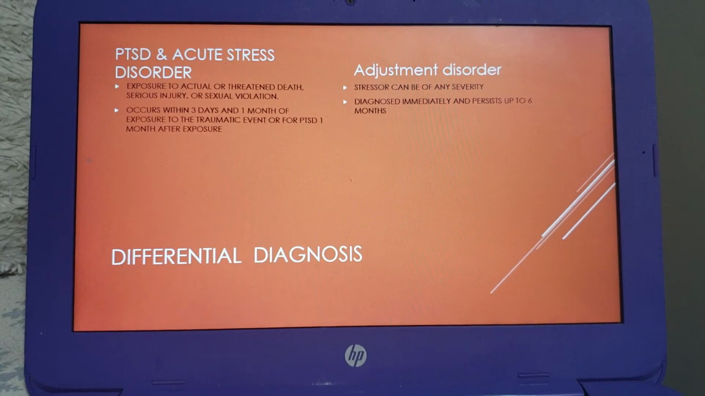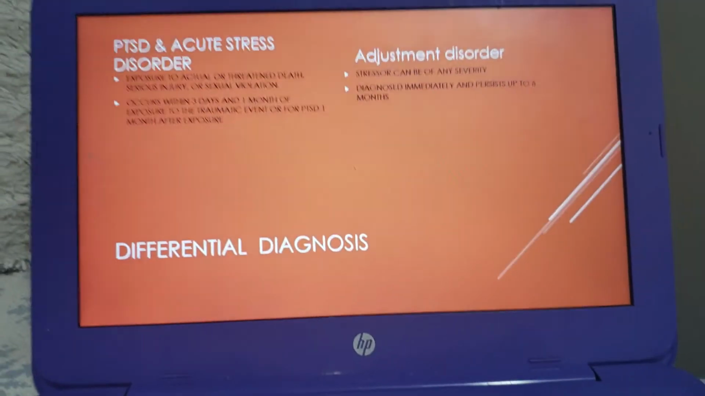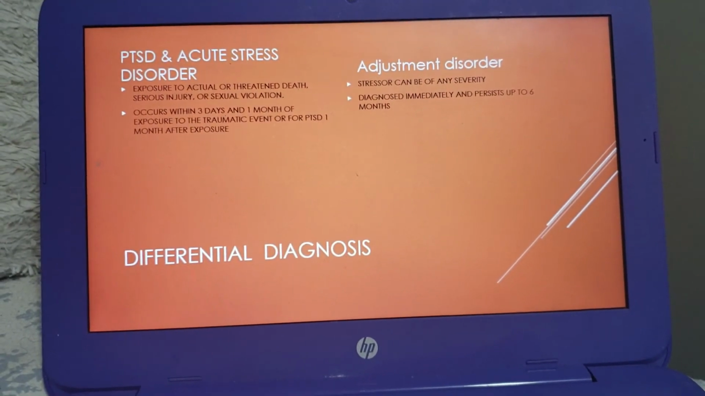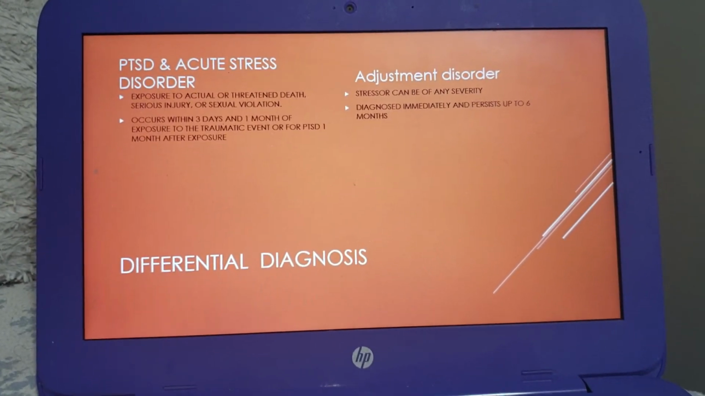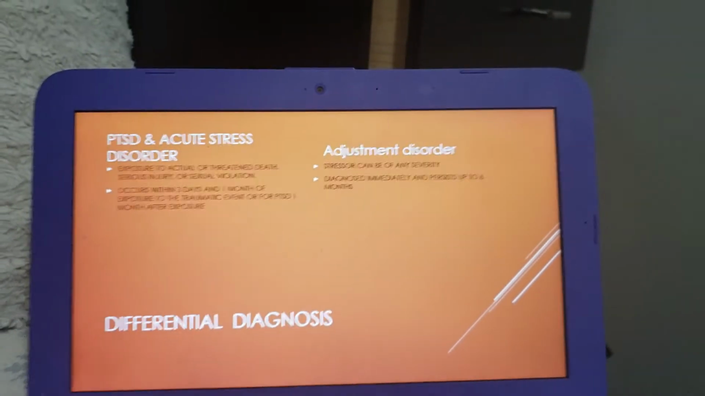Also, PTSD and acute stress disorder occur between 3 days and 1 month after exposure to the traumatic event, versus adjustment disorder, which is diagnosed immediately and persists up to 6 months.